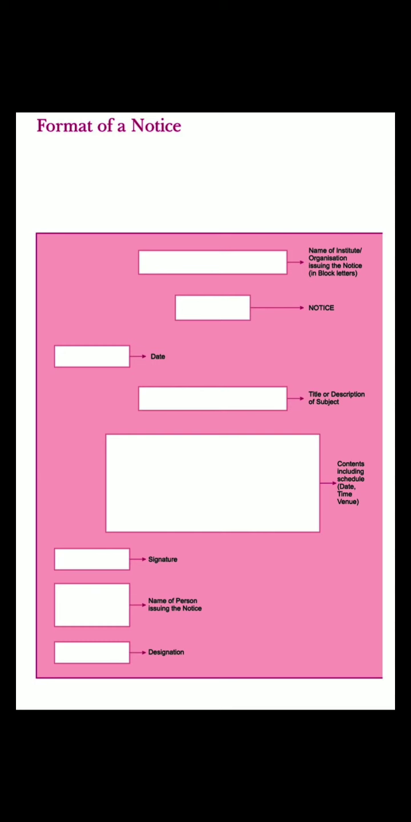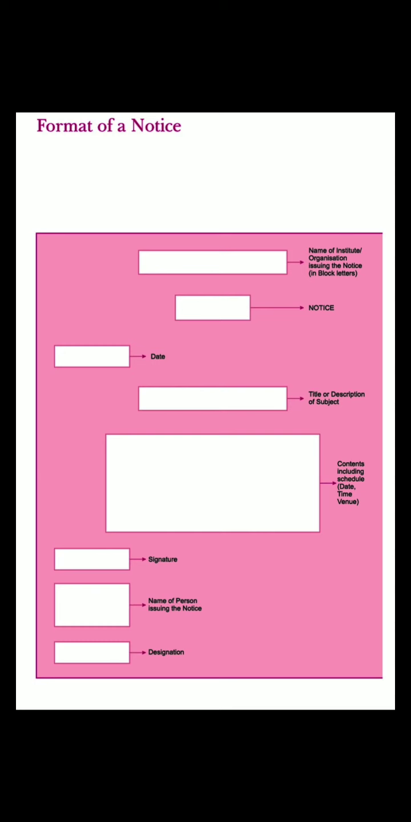The next comes title or description of subject. So, what is the purpose or aim of writing this notice? That title or description of the subject should be written here. It can be underlined. The next is body or content of the notice. It should include schedule like date, time, venue, etc.